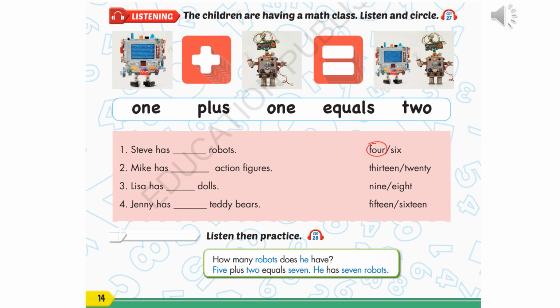Listening. Listen and circle. Look at the pictures. Listen. There is one example. 1.